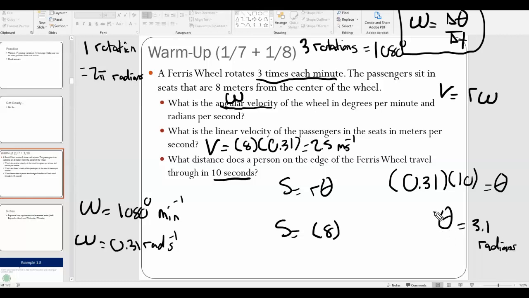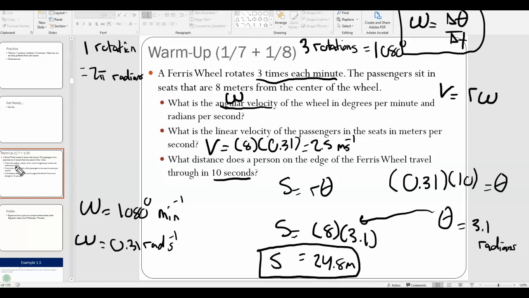And now that we have theta, we can plug back in here. 8 times 3.1. I'm going to type that into my calculator. 8 times 3.1 is 24.8 meters. Okay, and so that's the answer to the third question.